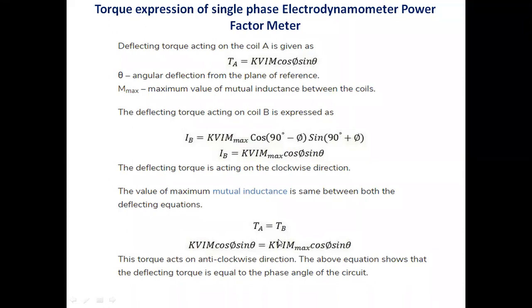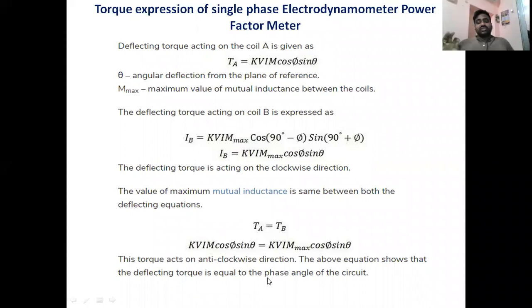In case this single-phase electrodynamometer type power factor meter is designed for 50 hertz, and we operate it at a frequency other than 50 hertz, that will create frequency harmonics in the line, and this will impact the entire frequency deviation of the line. So that's why we equalized both of the torque conditions here. Is it clear? Is it understandable?